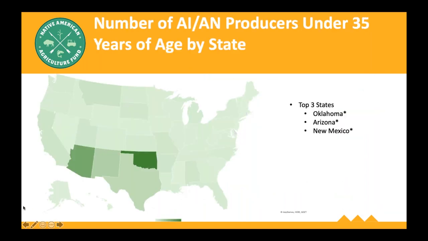This is looking into the number of American Indian, Alaska Native producers under 35 years of age by state. And we can see that young farmers are scattered through the country, other than those states that are concentrated down below. And we can also see that the highest number is found in Oklahoma.